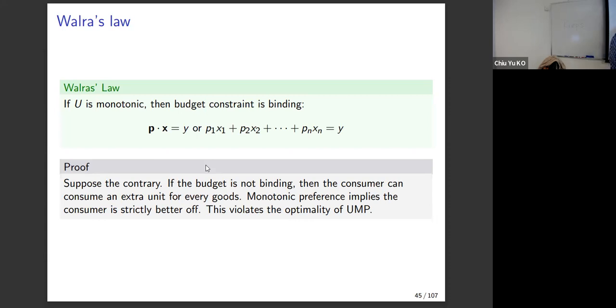How you do this proof is, you suppose not, right? That means the optimal solution spends strictly less than the budget. Then you get a contradiction. Why? Because you can always tell that person to consume in a northeast direction, consume more of everything, because there's budget remaining. Then you can consume more, and it's better, right?